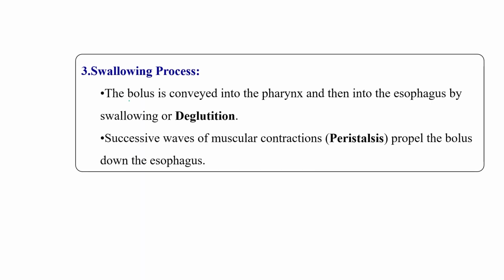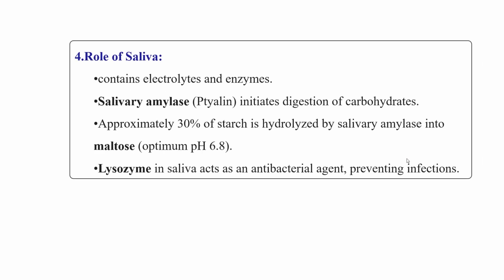Now this bolus is conveyed into the pharynx, the next structure, and from the pharynx to the esophagus, by swallowing or deglutition. And in the esophagus, there are muscular contractions known as peristalsis movement, which propel the bolus down the esophagus. From the esophagus, it comes into the stomach.